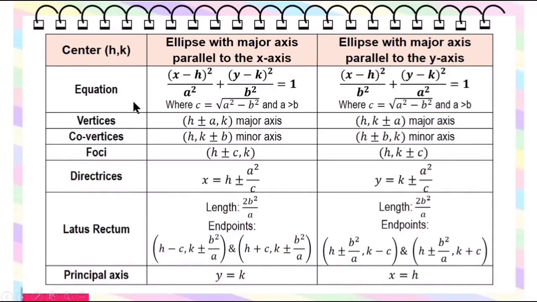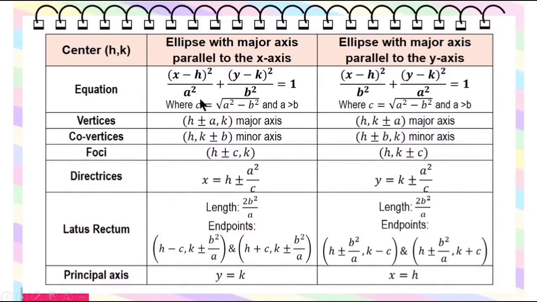The equation of the ellipse whose center is at (h, k) and the major axis is parallel to the x-axis is (x minus h) squared over a squared plus (y minus k) squared over b squared equals 1. Similarly, the equation of the ellipse whose center is at (h, k) and the major axis is parallel to the y-axis is (x minus h) squared over b squared plus (y minus k) squared over a squared equals 1.